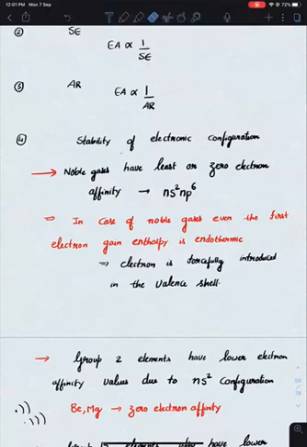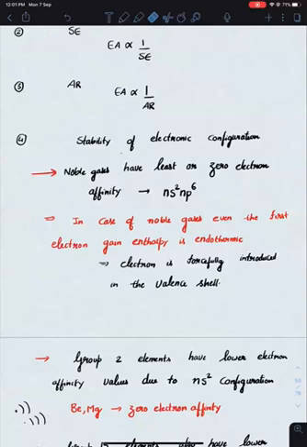For group 2 and group 15 elements, group 2 has the ns² configuration and group 15 has the ns²np³ configuration. Both of these have stable electronic configurations. ns² is a completely filled s orbital configuration, and ns²np³ is a half filled p orbital configuration. So both configurations are relatively stable. Hence, whenever you add an electron, they will have less electron affinity, a lesser tendency to accept the electron.